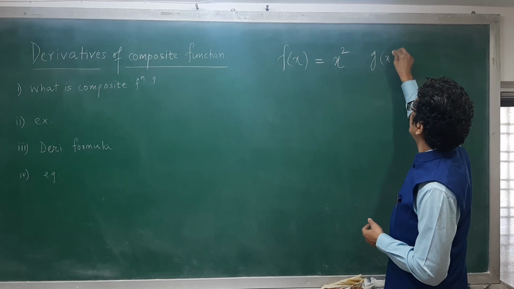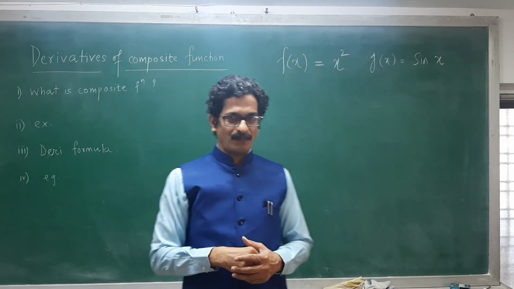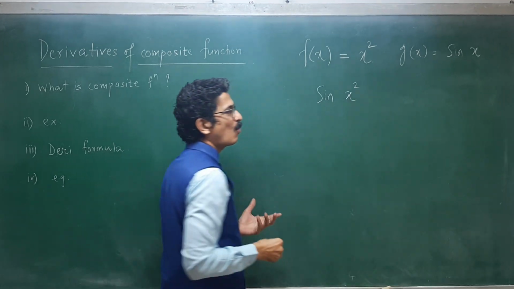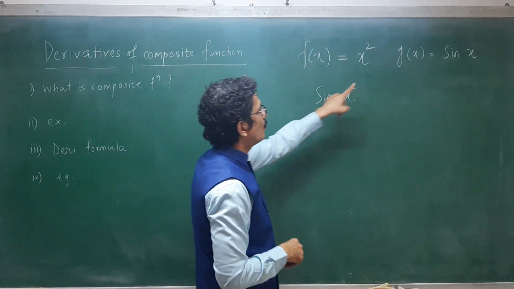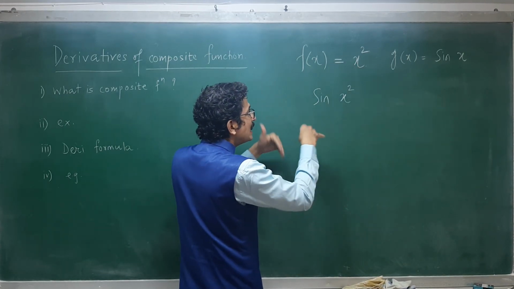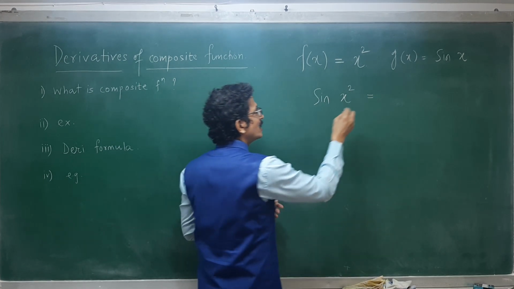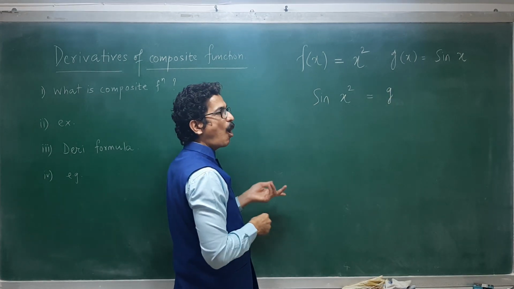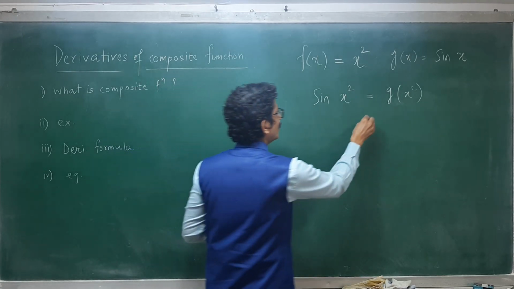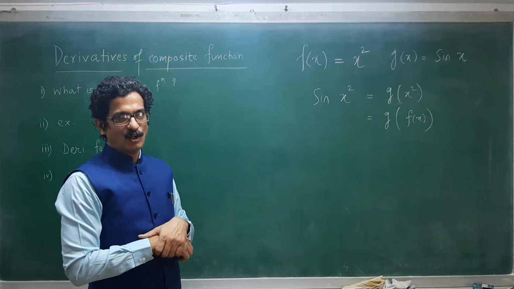Have a look. Everybody understands f of x equal to x square is a function. g of x equal to sine of x is another function. If you club them together, you see sine of x square. So what exactly have I done? Sine was here, x square was here. So sine of x square means g of x square. But what was x square? x square was f of x.